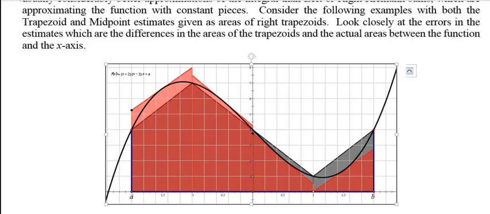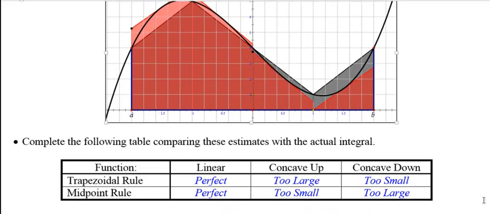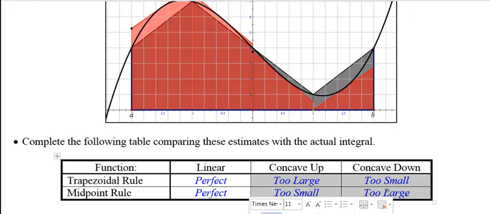So bottom line is, the trapezoid rule is too large, or it's larger than the actual integral when the function is concave up, and the midpoint rule is too small, and it's exactly reversed when the function is concave down. Once again, good news. What's the good news? The good news is that these are opposites, so that tells us that we should be able to get a better estimate. How can we do that?